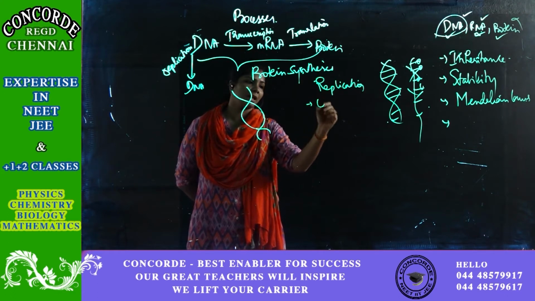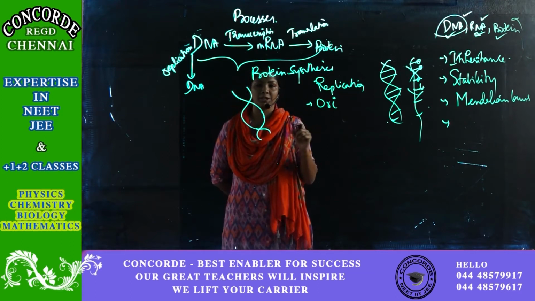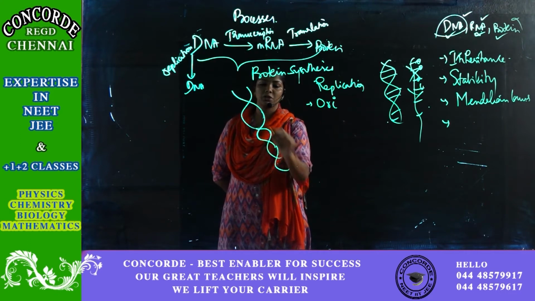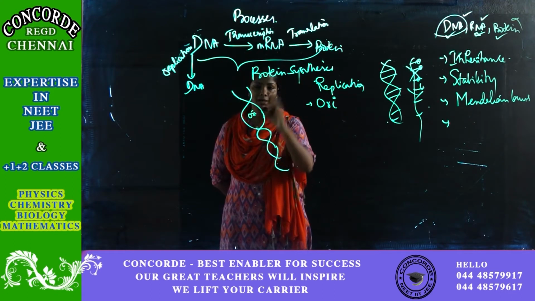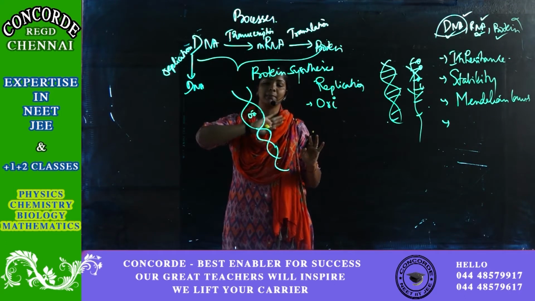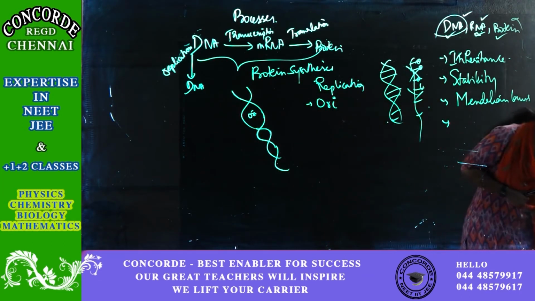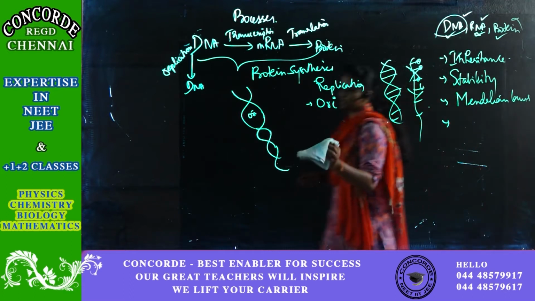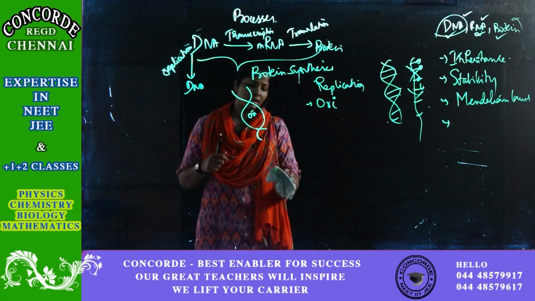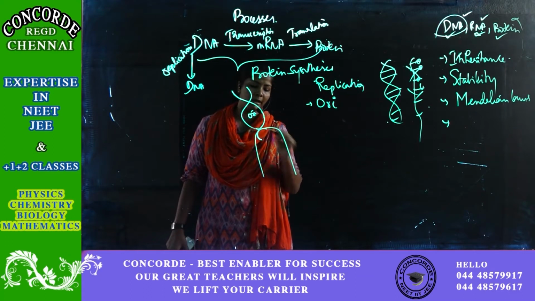First thing is that I should have the ORI. ORI stands for origin of replication. It is a site. So if this is a DNA, the DNA should have an ORI site. Only if the ORI site is there will replication happen. Without this ORI site, replication will not happen. So what happens in the first step of replication is that, this is your double-stranded structure, right? The bonds between the nitrogenous bases are broken, and the two strands of the DNA will open up like this.